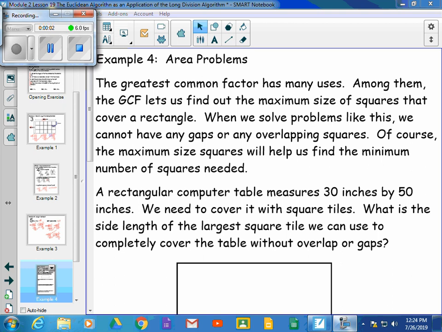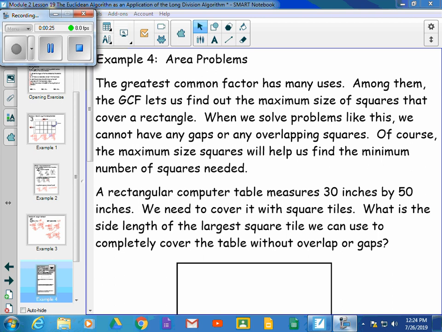Let's look at example number 4. Now we have a word problem that we're going to be dealing with. First of all, they tell us the greatest common factor has many uses. Among them, the greatest common factor lets us find out the maximum size of squares that cover a rectangle. When we solve problems like this, we cannot have any gaps or any overlapping squares.